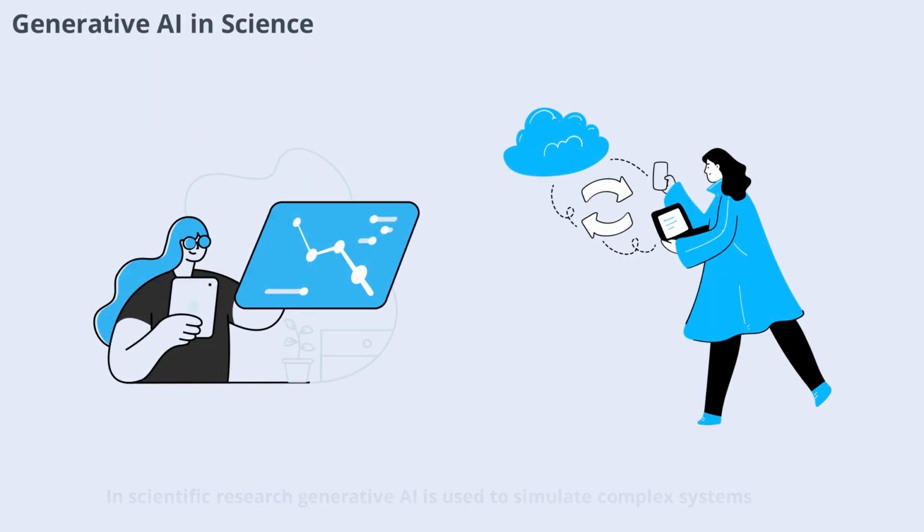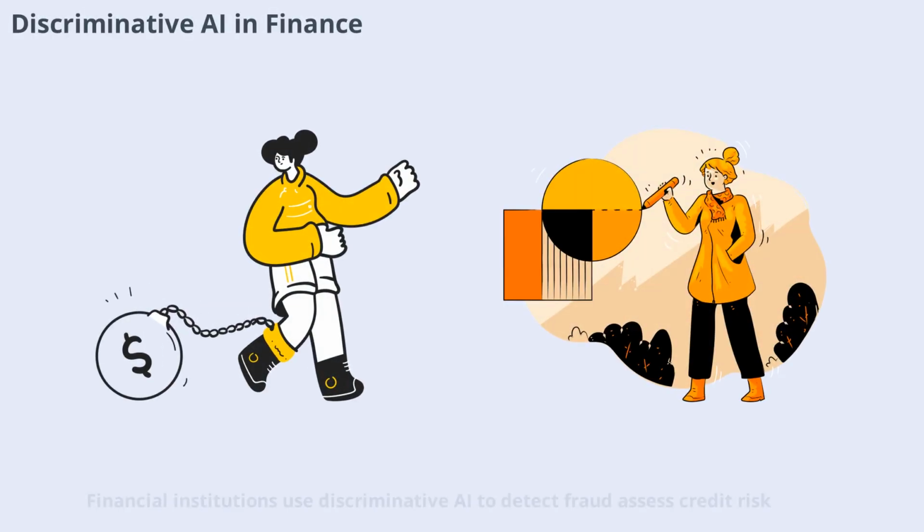In scientific research, generative AI is used to simulate complex systems, predict molecular structures, and even design new drugs. By generating realistic data and scenarios, these models help scientists explore possibilities that would be difficult or impossible to test in the real world.